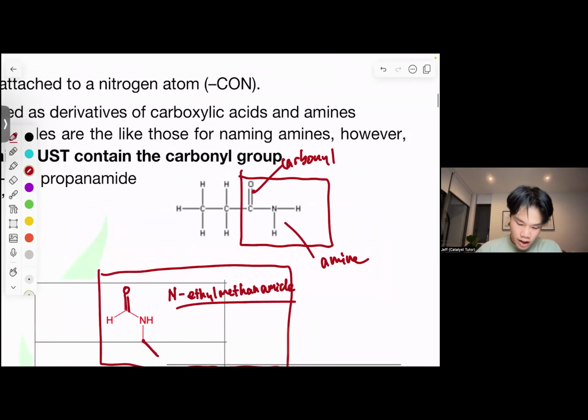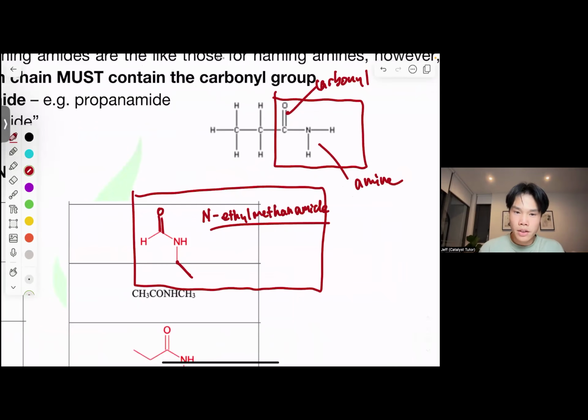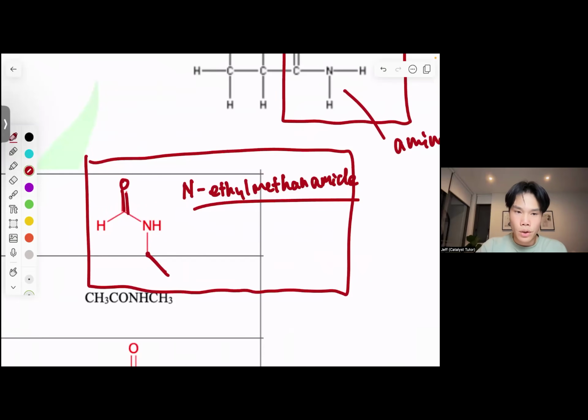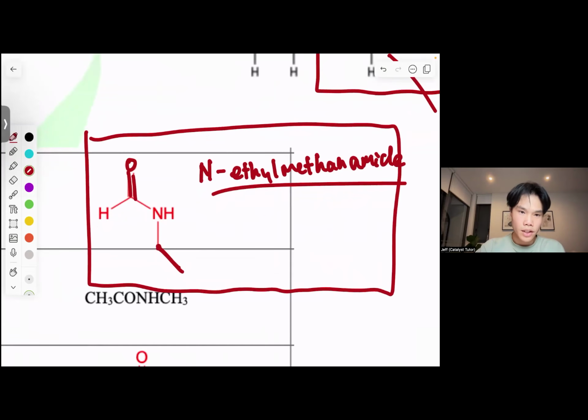But you can once again have primary, secondary, and tertiary amides depending on how many carbons come off the nitrogen. So if there's one, it's primary. If there's two, it's secondary, three, tertiary. So is this a primary, secondary, or tertiary amide? In the chat. Once again, primary, secondary, tertiary. The one in the box, secondary. Great.